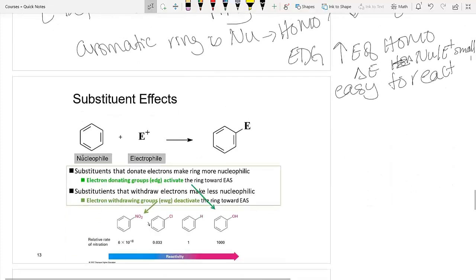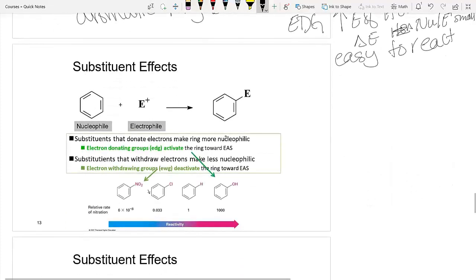So we can then look at the substituents themselves. If you look at this example, I have benzene having a relative rate of 1, meaning that that's our standard, where it's just hydrogen.